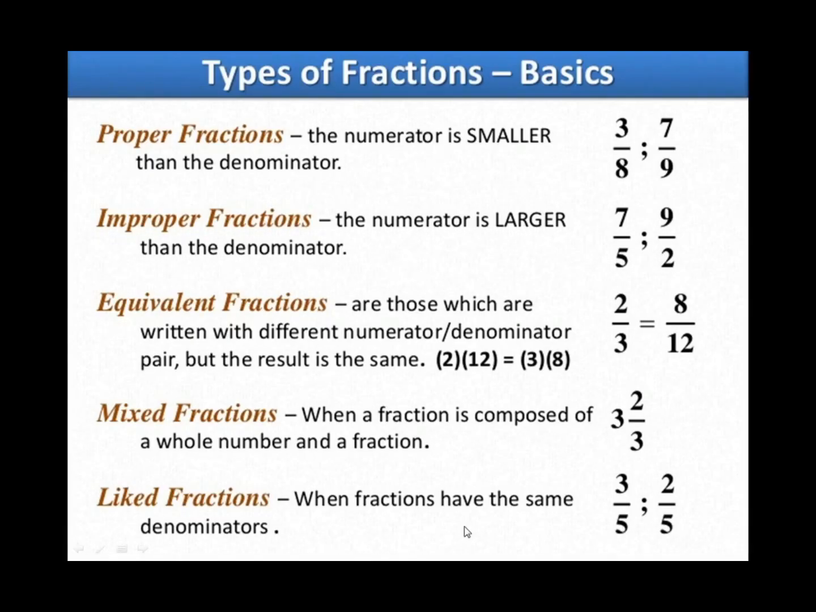Like and unlike fraction, again very easy. When the denominators are the same, they are like fractions. Here see 3 by 5, 2 by 5. It is not that, children, it has to be positive. It can be negative also. It can be minus 3 by 5 and 2 by 5. We only check the denominator. If the denominator is the same, then it is called a like fraction. Just the opposite will become an unlike fraction. That means where the denominator is not the same. Take example 5 by 3 and 5 by 2.